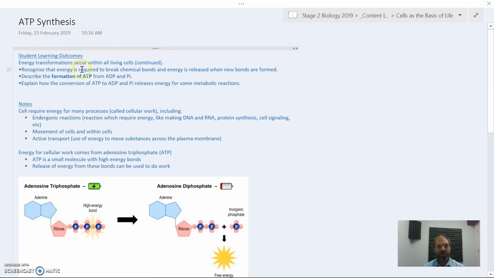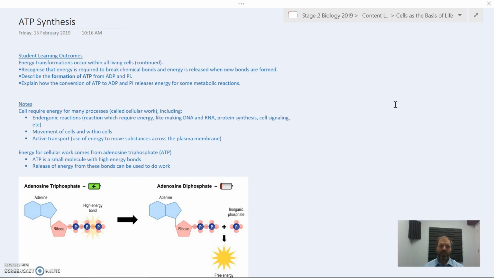So energy transformation occurs within cells, and often we're talking about a transformation from one form of energy to another, although a lot of our energy form is actually chemical energy. So in order to do cellular work, get things to happen in the cell, we use ATP as the energy carrier. So what kind of work do cells do?